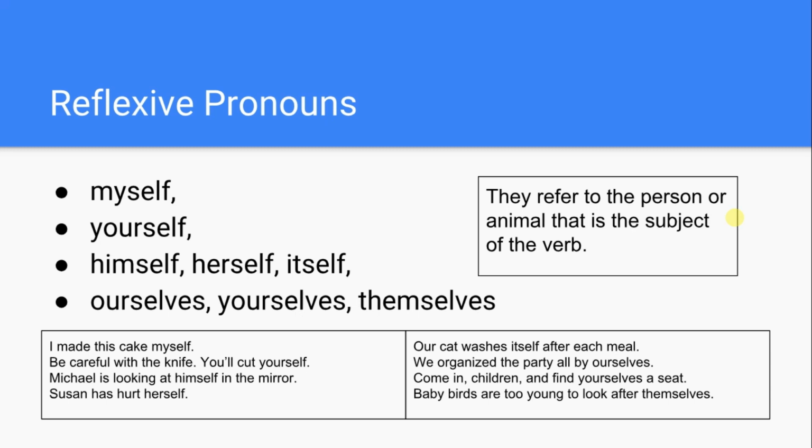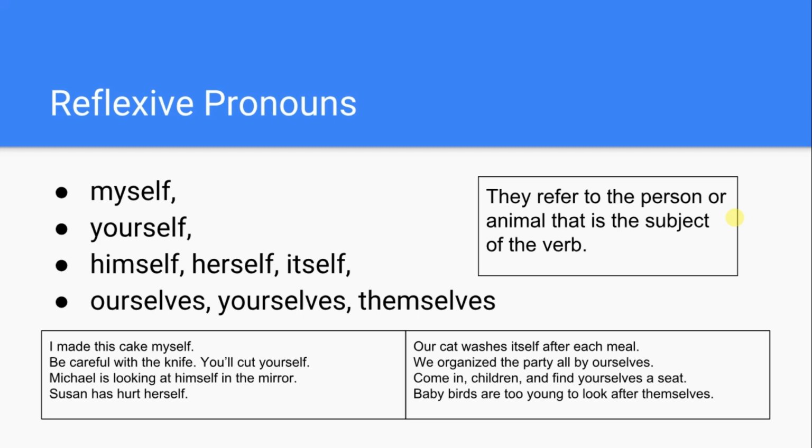Next we have reflexive pronouns. Reflexive pronouns are the pronouns which will have the word "self" in it, right? For example, words like myself, yourself, himself, herself, itself, ourselves, yourselves, themselves. So they are basically referring to the subject of the verb, the person who is taking the action.